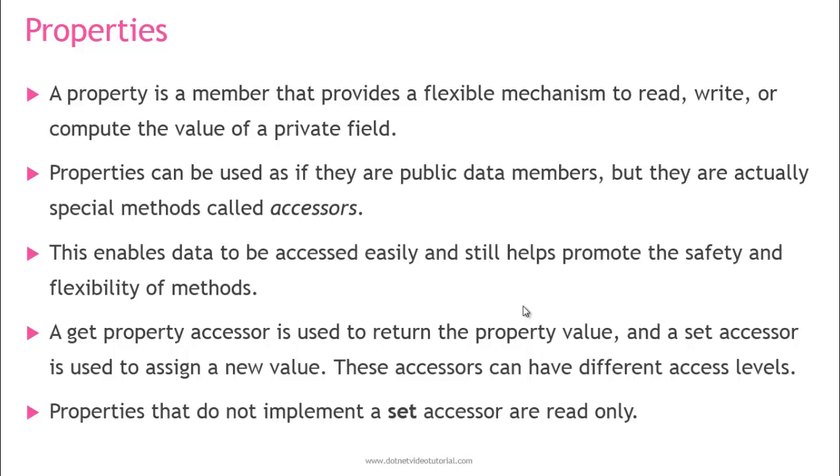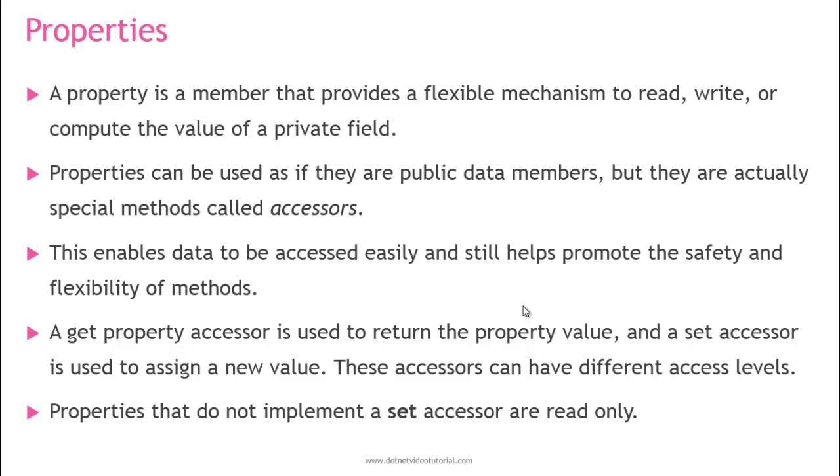Properties can be used as if they are public data members. This enables data to be accessed easily and still helps promote the safety and flexibility of methods. A property has two accessors, get and set. Get we use to read the value and set to write the value to the private field of the class.